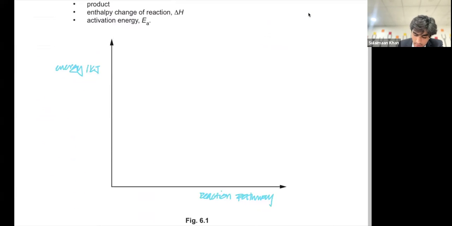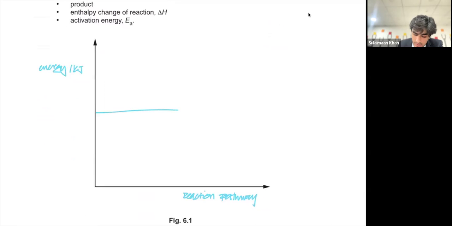Now if it's an endothermic reaction, in every chemical reaction, first of all the bonds must be broken, which is endothermic, and then the bonds must form, which is exothermic. Bond breaking is endo and bond formation is exo. But if the reaction is endothermic, the energy taken in during bond breaking is going to be more than the energy given out during bond formation. So taken in is more than given out.